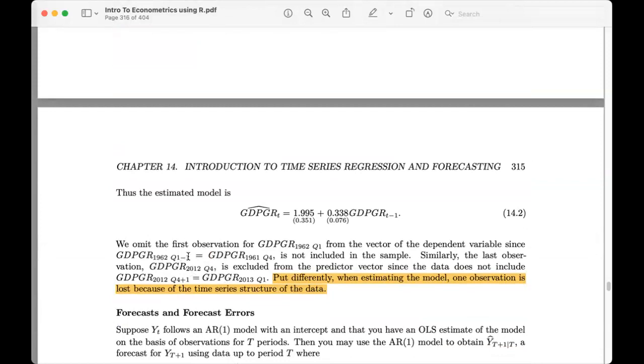So we omit the first observation for the GDP growth rate, 1962 Q1, from the vector of dependent variables, since this is in growth rates. Normally with things like this, we usually lose one data point. Put differently, when estimating the model, one observation is lost because of the time series structure of the data.